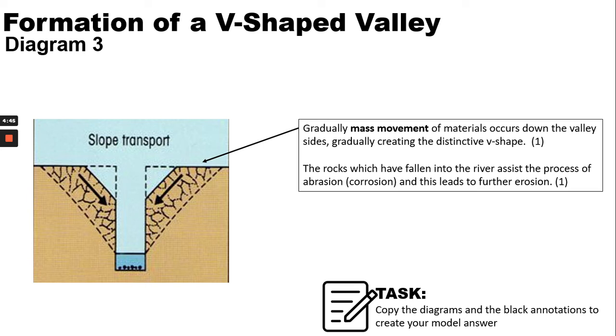So gradually mass movement of material occurs down the valley sides, creating a V shape. So we've gone from this dotted line here, this vertical channel that's gone down, to a V shape with this material gradually sliding down into the river, where the river acts like a travelator and takes this material away over time. And that's a mark. So rocks which have fallen into the river assist the process of abrasion.